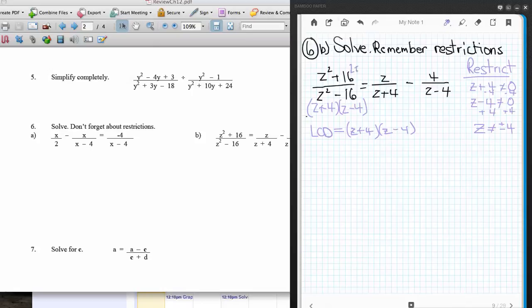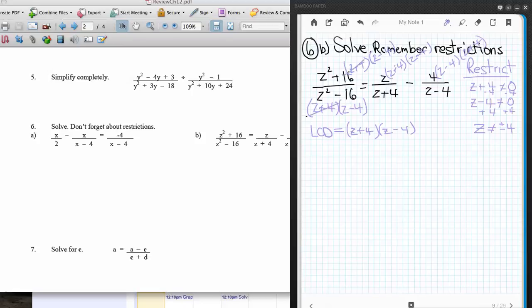So z plus 4 and z minus 4 are going to get multiplied by each and every one of my terms, because remember, my job here is to clear the equation of fractions, not build higher terms. I do not want higher terms. I just want to clear this equation of fractions. And I can do that by using the multiplication property of equality and canceling and then multiplying out. So there we go for each of those, z plus 4, z minus 4.